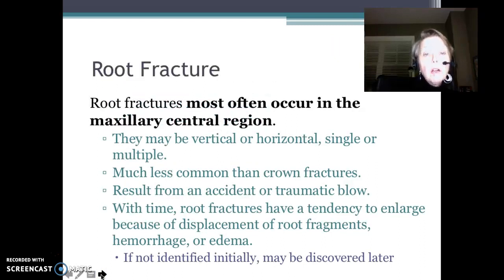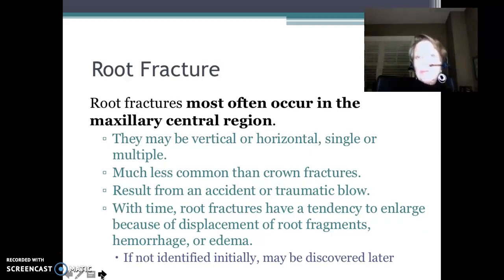A root fracture, if one occurs, is most often going to occur in the maxillary central region. Fractures can be vertical, going straight down the root. They can be horizontal. You can have one fracture in a root, or multiple fractures in a root. Having said that, root fractures are a lot less common than crown fractures. And both of these happen in an accident, some kind of trauma: hit with a baseball bat, auto accident, falling off a bike. All of those things can lead to these crown or root fractures.